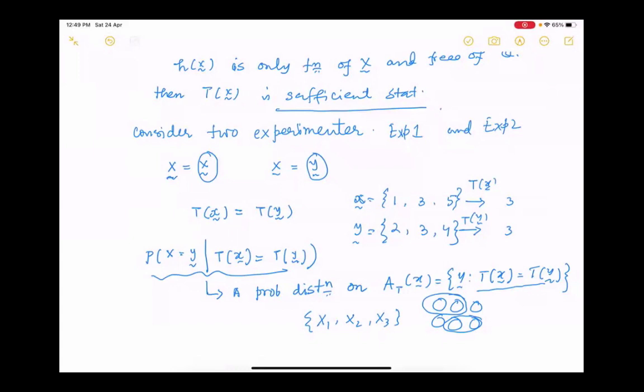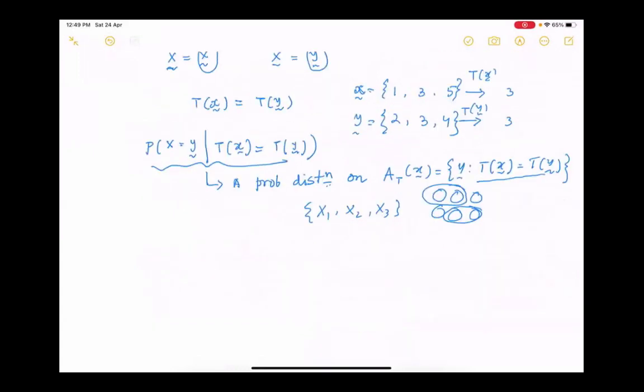And for this probability distribution, you don't need any knowledge of theta to compute it. It's just a certain partition of the sample space. You don't need any knowledge of theta, as long as you can ensure T of x tilde equals T of y tilde. But if they are not the same, then of course there will be some overlapping of partitions.